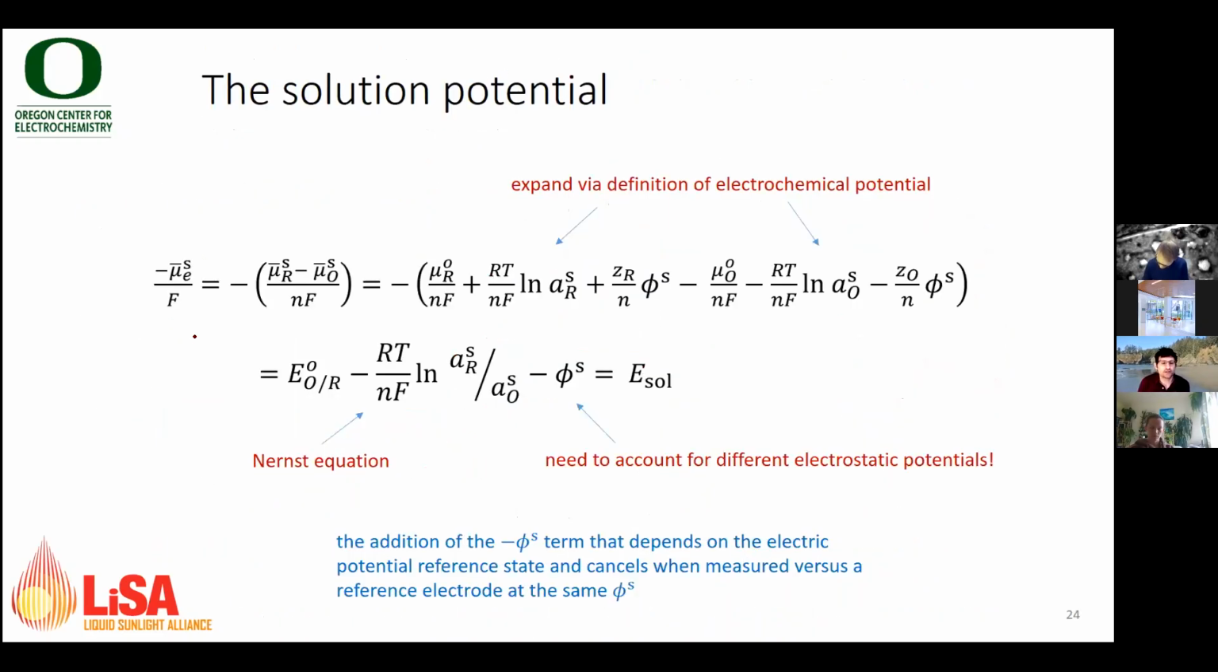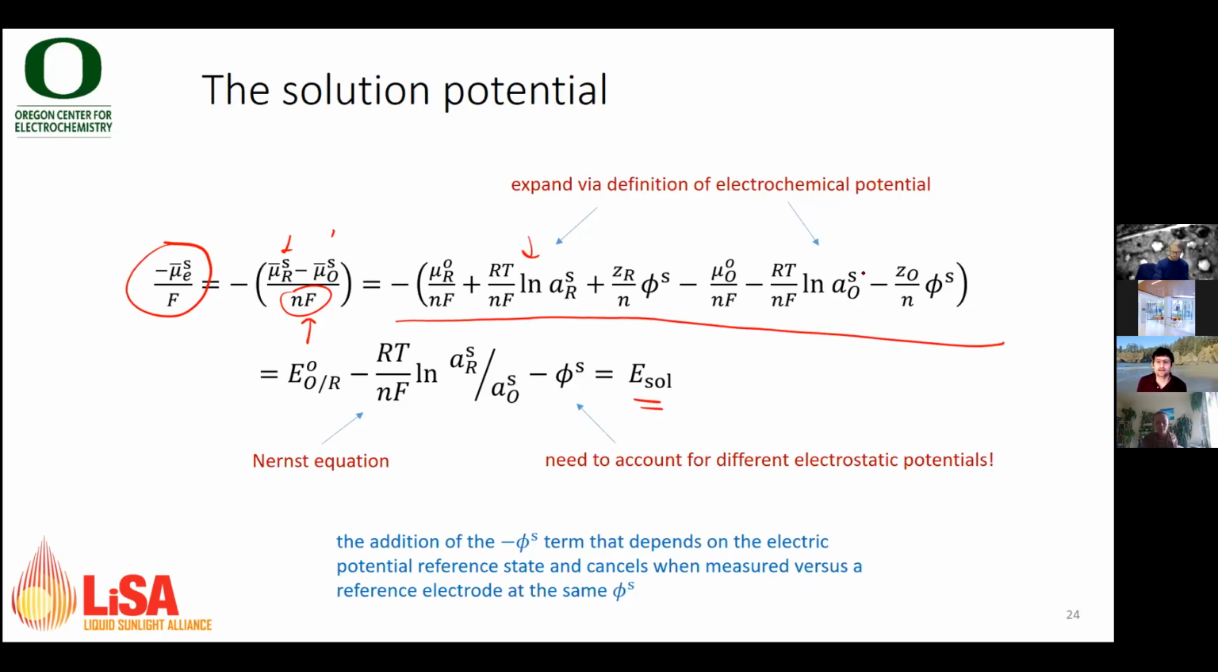Okay, so here's basically what we just did. We said we can define the solution potential as of electrons, and here I've divided by F just to work it out in terms of a potential, as a difference in the electrochemical potential of R and O divided by nF. And so I can work these things out in terms of their activities and the electrostatic potentials of the different species. And essentially I get a Nernst equation. So I can basically say that the solution potential is defined by this Nernst equation.